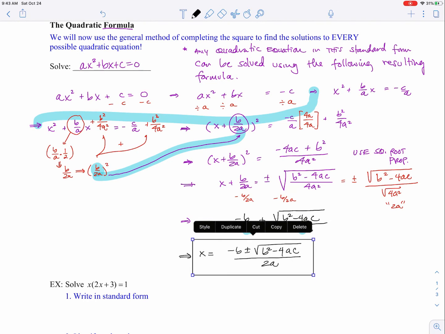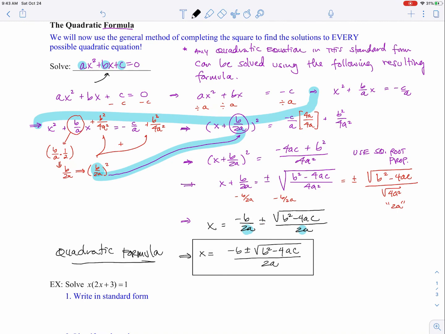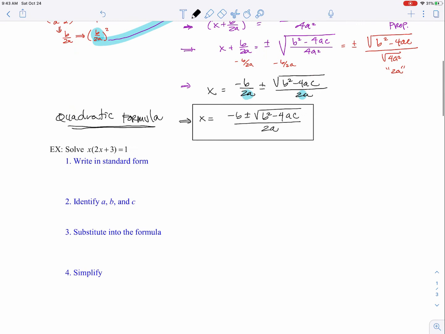So that will tell you what the answers to this equation are if you tell it what a, b, and c are. So all you got to do is plug those numbers in. This is called the quadratic formula. Bang. Nice. Now let's learn how to use it.